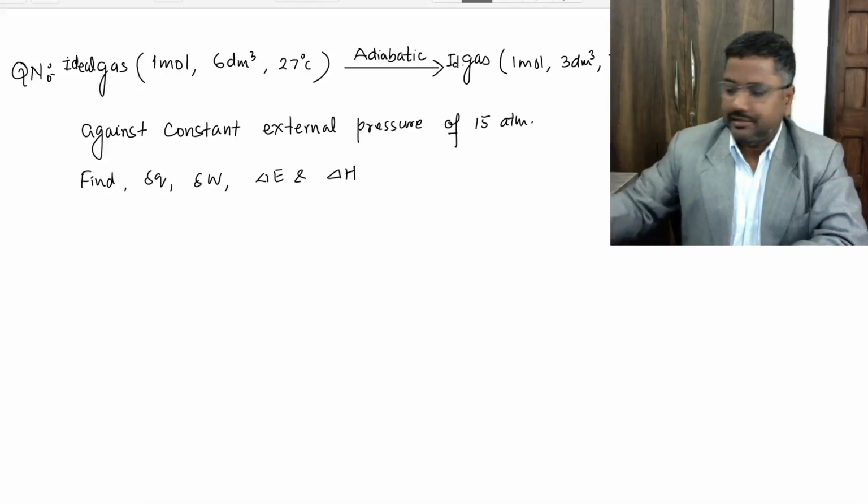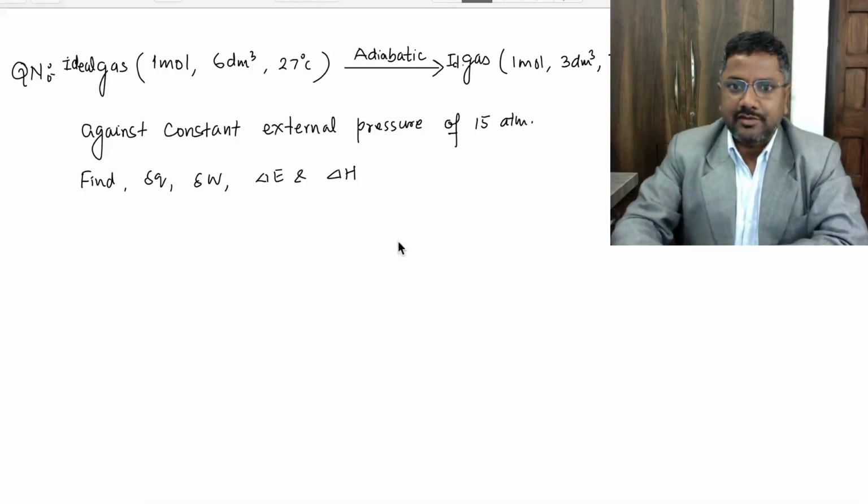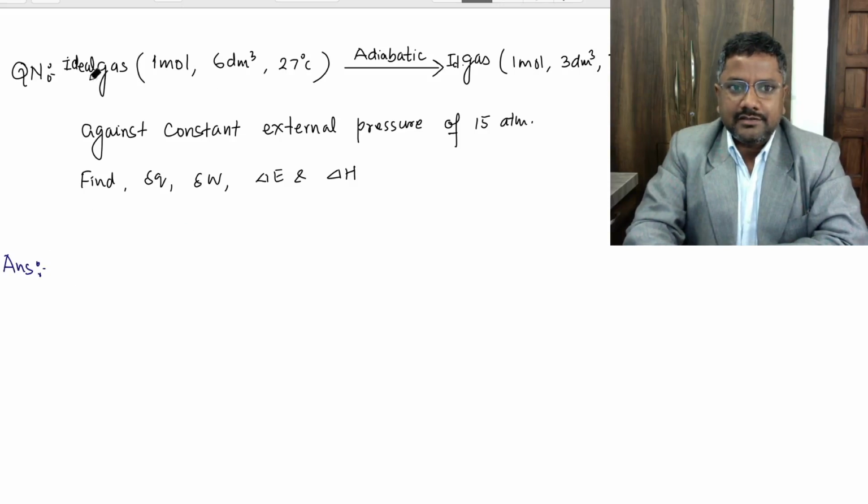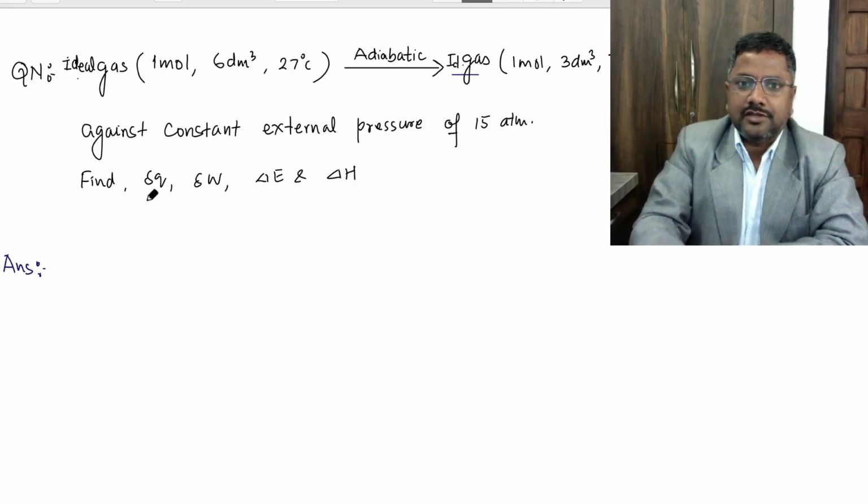Well, see another question, another example. Through problems, your concept will become more clear. See what is given. Ideal gas is given. 1 mole, 6 dm cube, 27 degrees Celsius, adiabatic, and ideal gas 1 mole 3 dm cube. So from 6 dm cube, it is going to 3 dm cube.